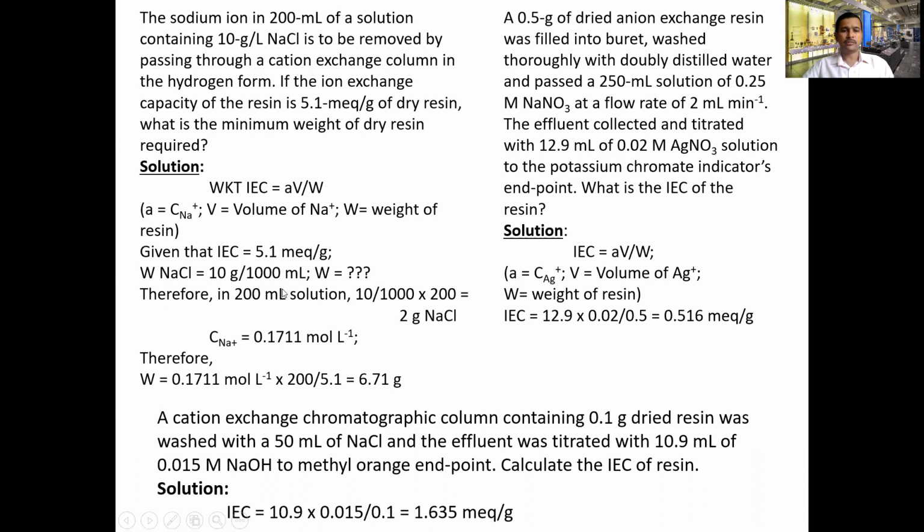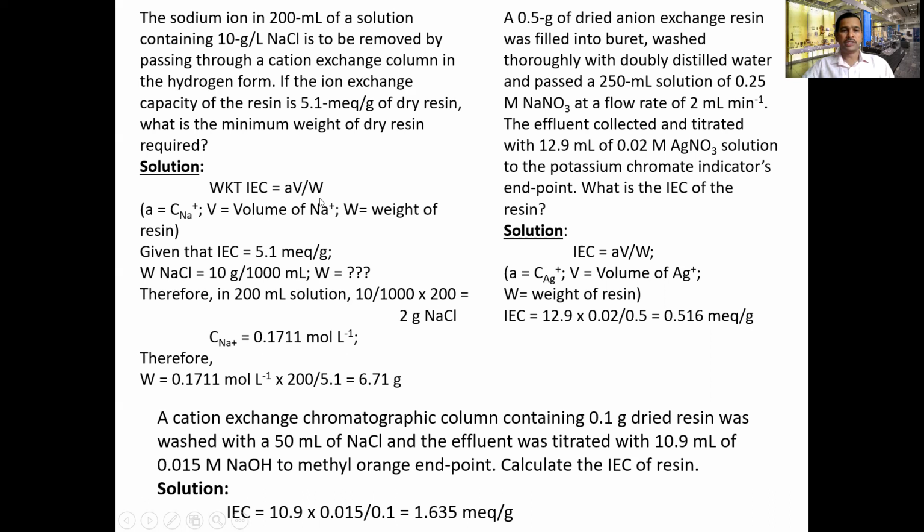So 10 gram of NaCl in 1 liter. Therefore, in 200 ml solution, how much NaCl is present? That is 10 divided by 1000 into 200, which gives you 2 gram of NaCl. So this 200 ml of solution contains 2 gram of NaCl, which will give you 0.1711 molar. The concentration of Na+ in this 200 ml solution is 0.1711 mole per liter.